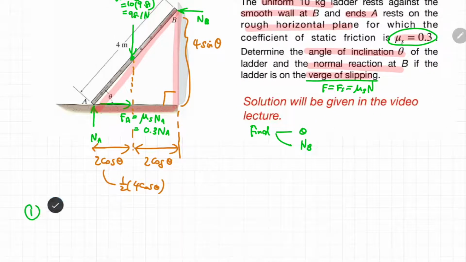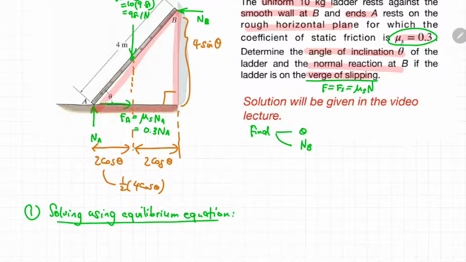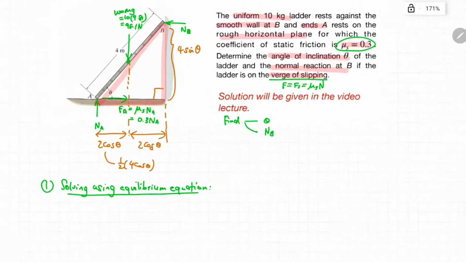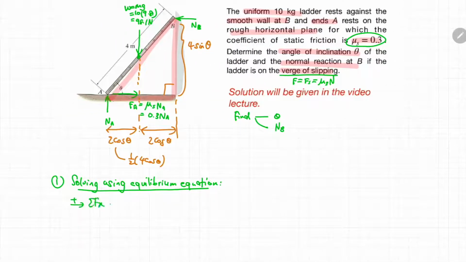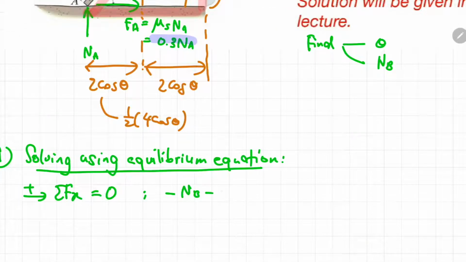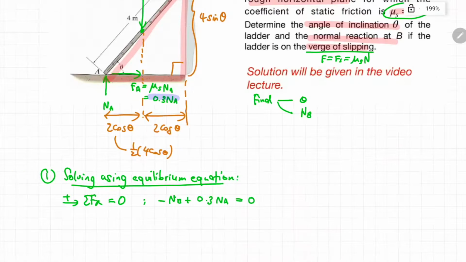Okay, now we can solve for the unknowns by using the equilibrium equations. Let us apply the equilibrium condition in the x direction. There are two items in the x direction, which are NB and also 0.3 NA. You put these two items into your equation and it sums up to 0. There are two unknowns in that equation, NB and NA, so we cannot solve it yet. Let's just call this equation 1.